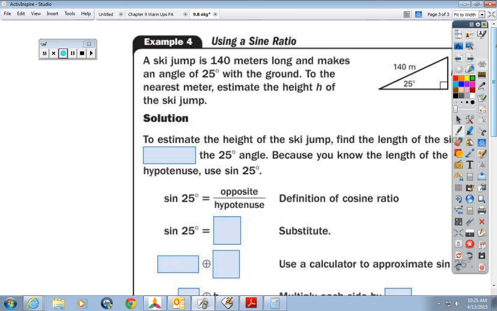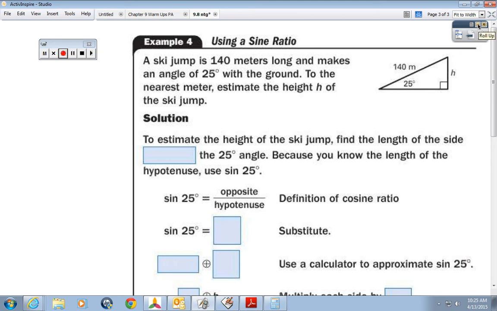Okay, so right now, before we even read the problem, let's figure out what information we have. We have the angle measured, we have the hypotenuse, and then where is the variable? It's opposite, right? So we need to use the ratio that includes the opposite over the hypotenuse, right? And then obviously we can tell that the sine is the opposite over the hypotenuse.